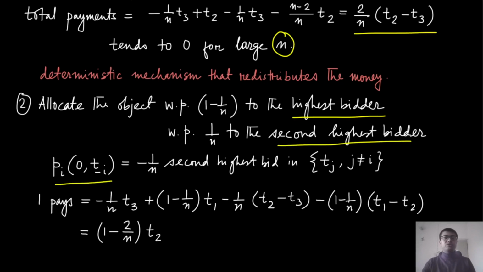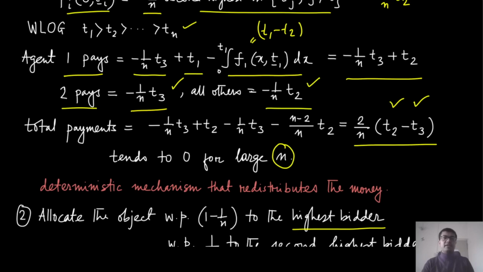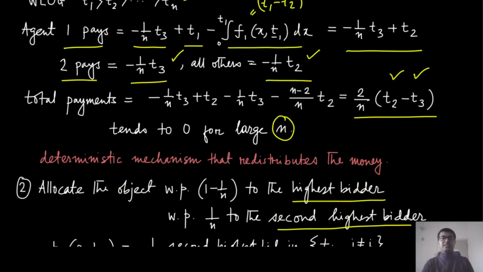Now here we are going to assume that this pi 0 comma t minus i is minus 1 by n times the second highest bid among tj, where j is not equal to i. That means that for player 1 it will be minus 1 by n times t3, which is the second highest bid except that player. For player 2, it will again be the third highest bid, that is minus 1 by n times t3. For all the other players, it will be minus 1 by n times t2. So this pi is essentially the same as we have seen in the previous case.